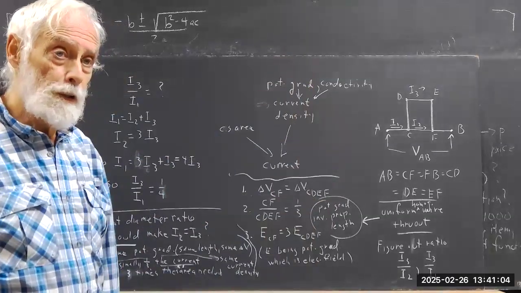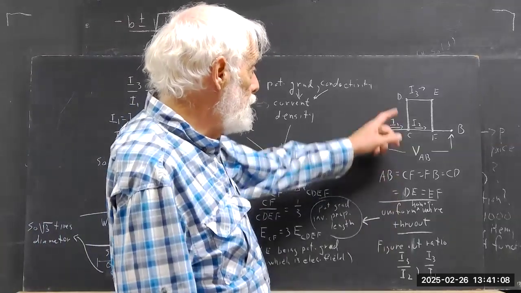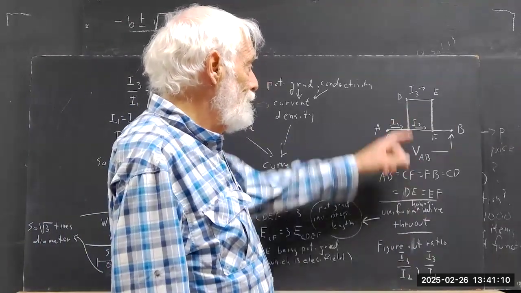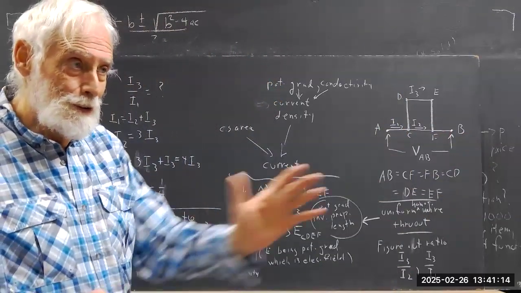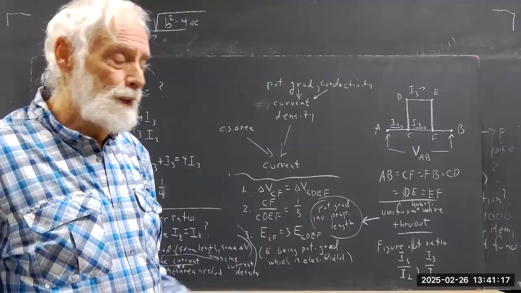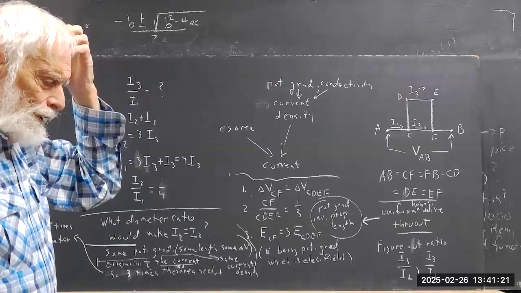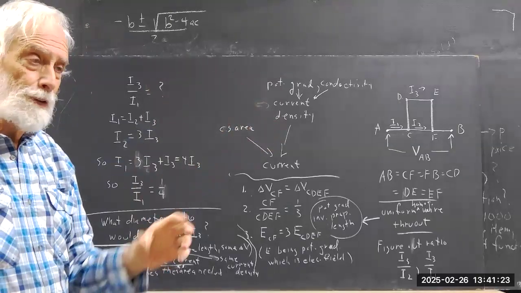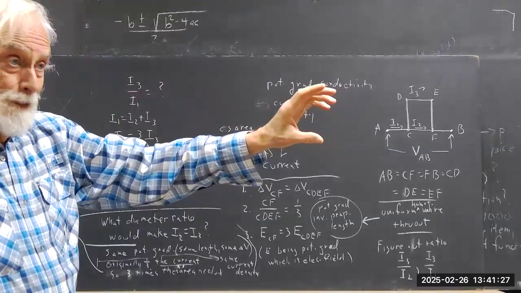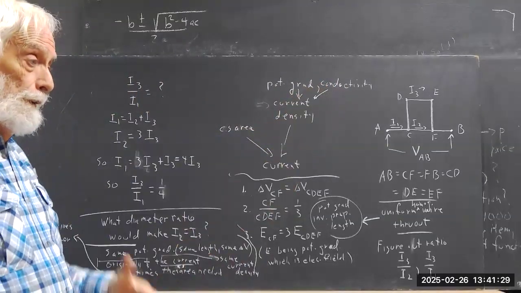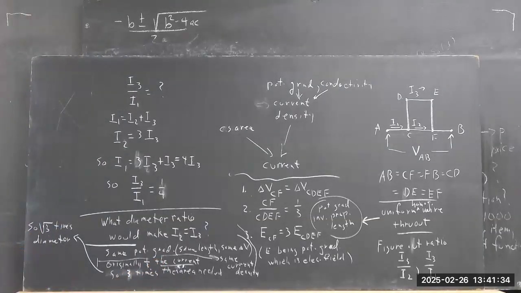I could start varying these questions. What if the conductivity here is twice the conductivity of this, and I want to equalize these currents? Well, if I got twice the conductivity, then I only need half the area because I'm going to get twice the current density. Double the conductivity, I double the current density, so then I only need 1/2 the square root of 3 times the diameter.